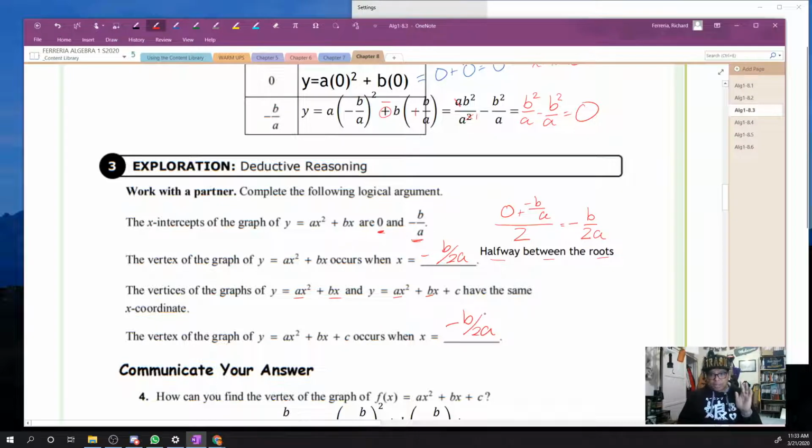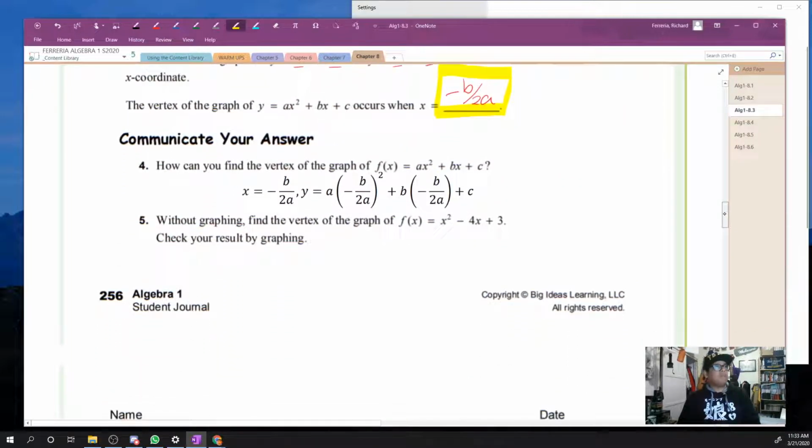Now in the last 2 minutes, I've said negative b over 2a maybe like half a dozen times. So do you think negative b over 2a is an important thing to memorize? You bet. Incredibly important. Negative b over 2a. That is super important. Communicate your answer.